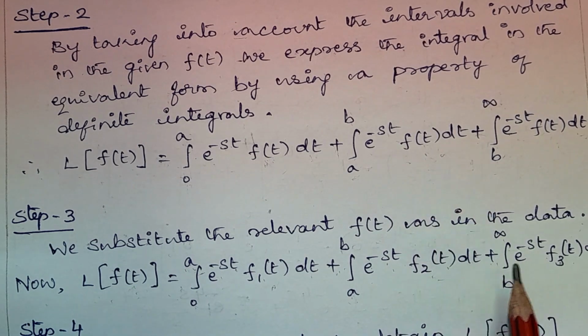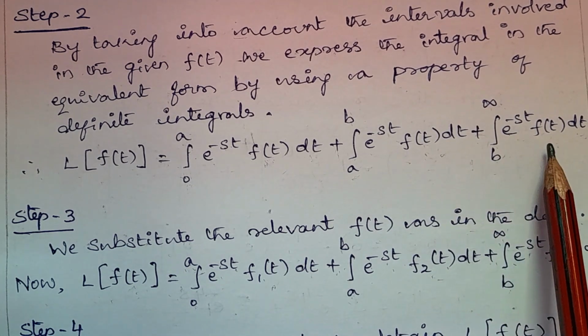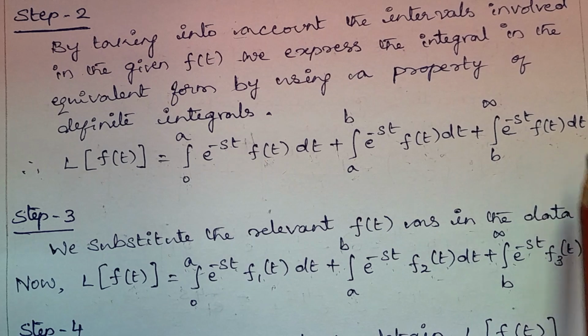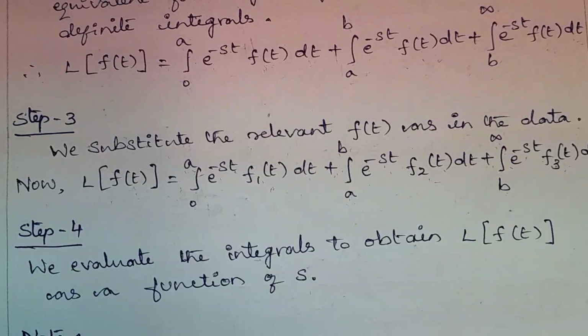Plus when t varies from b to infinity, otherwise greater than b, so integral of b to infinity e power of minus st, that time output f of t will be f3 of t dt. Step 4. We evaluate the integrals to obtain Laplace transform of f of t as a function of s.